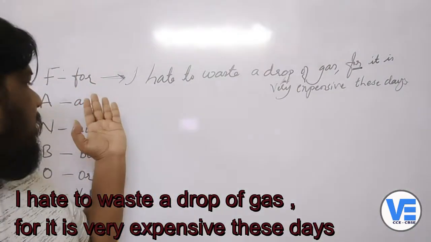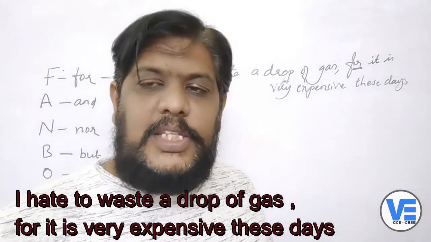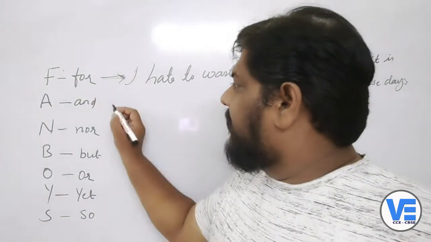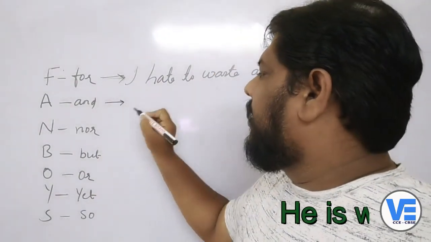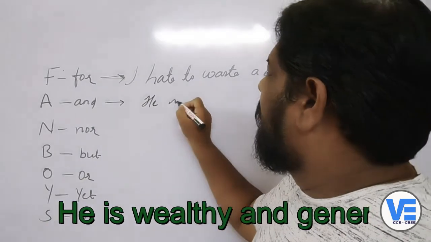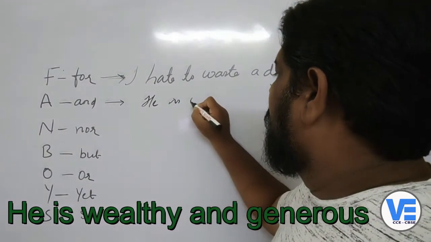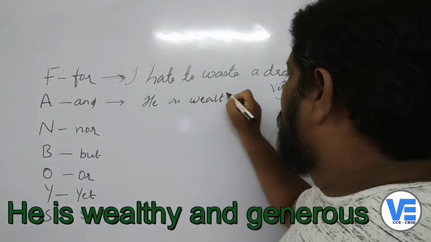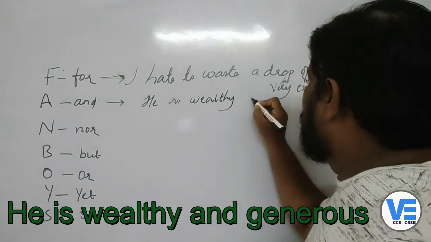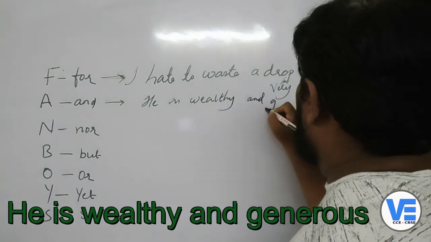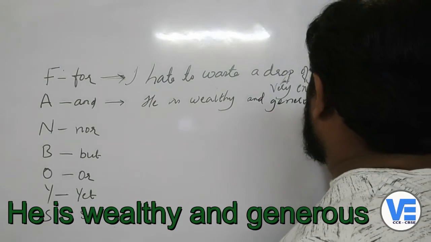Now the next word is 'and'. When you talk about 'and', for example: he is wealthy and generous.